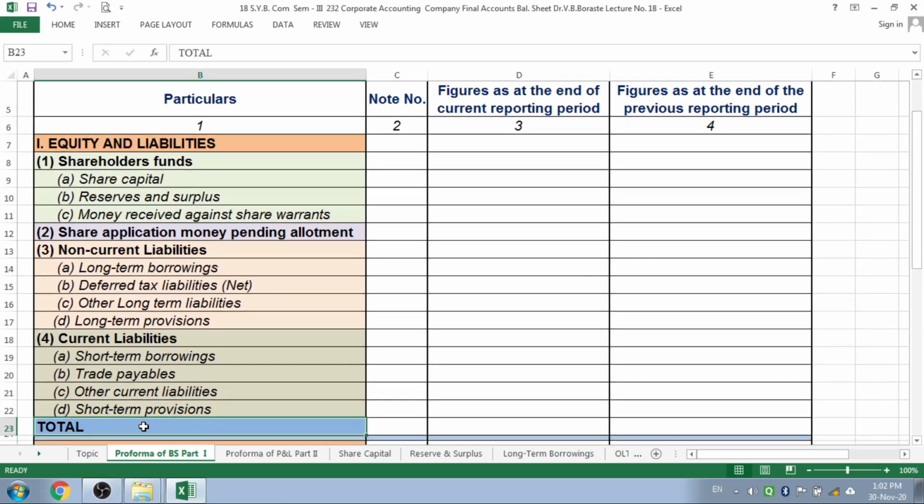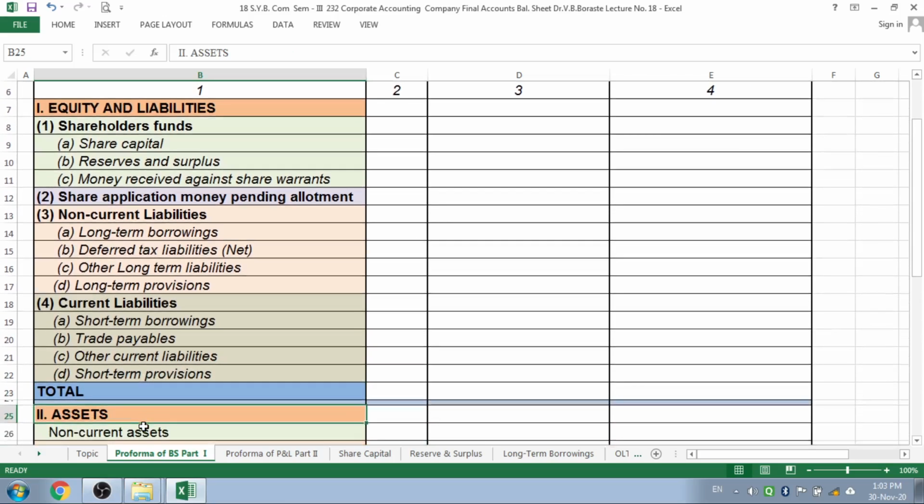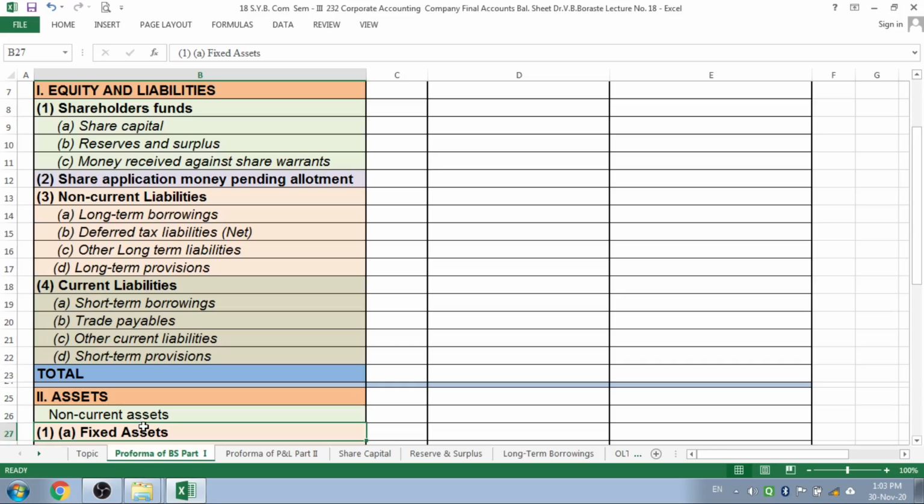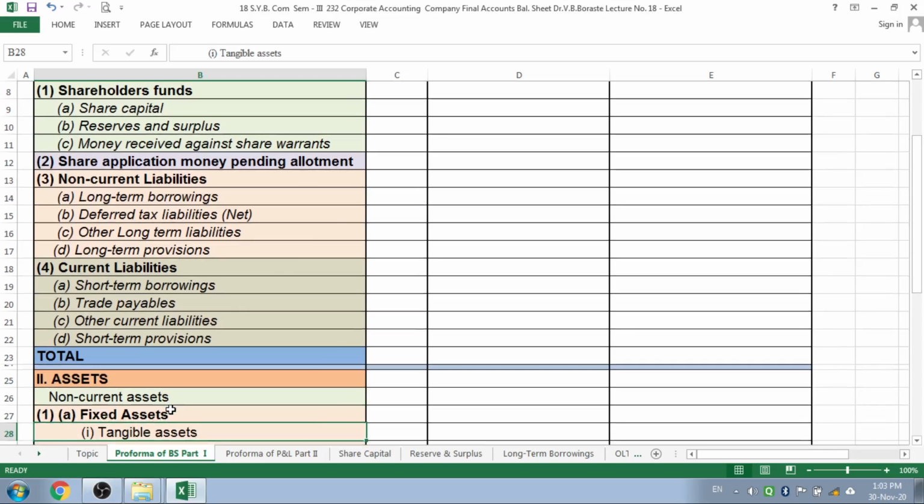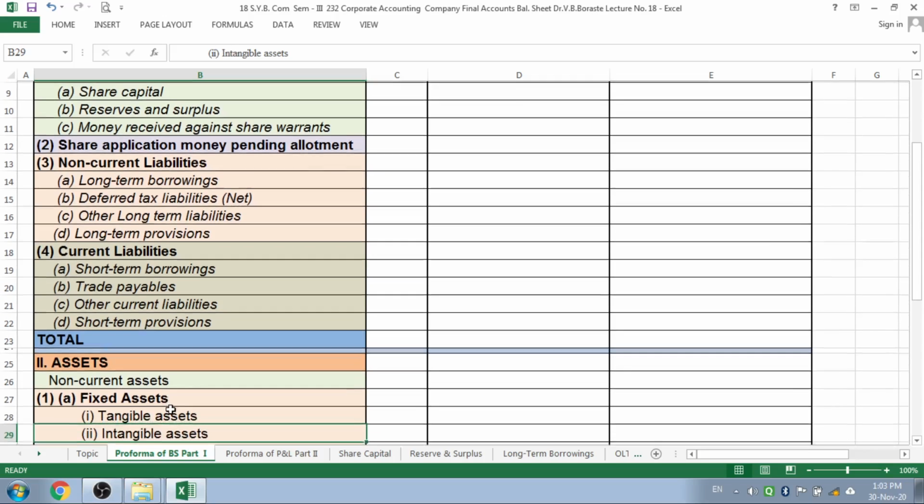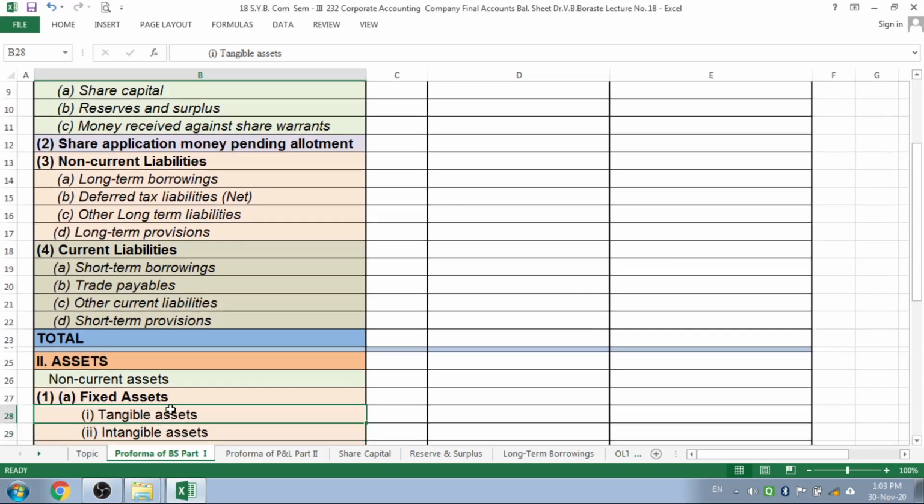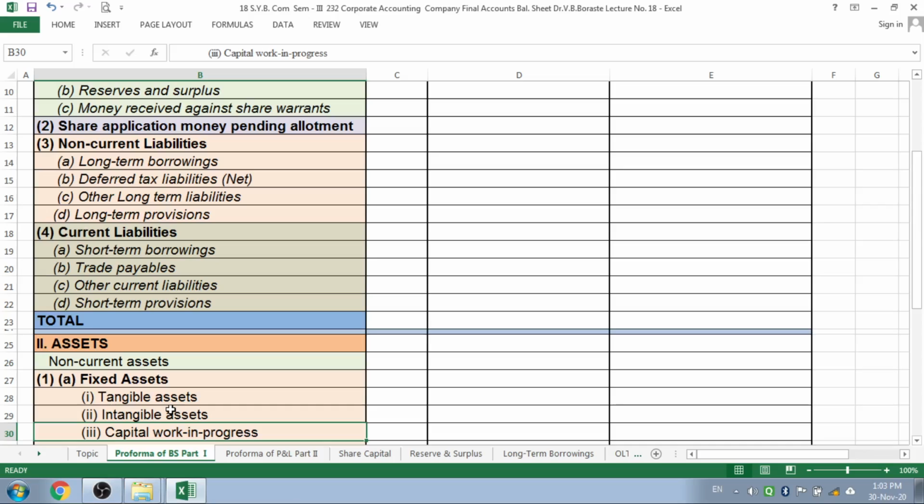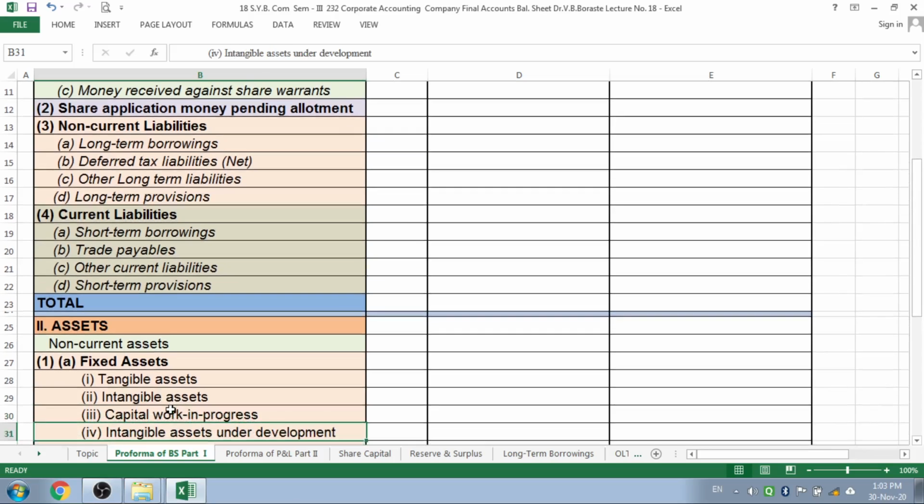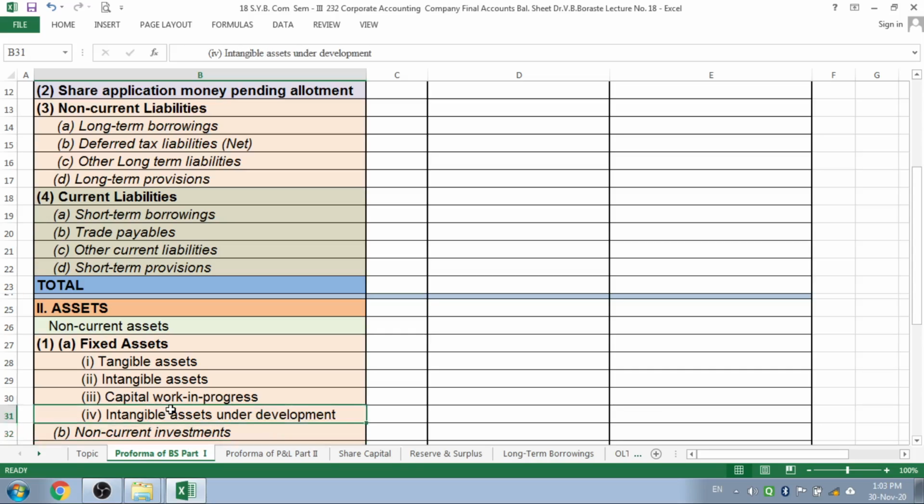After that, here the total of liabilities is mentioned. Then assets, the part of assets you can see here. The assets are basically divided, or we can say subcategorized, under 2 heads, that is non-current assets and current assets. Under the head non-current assets, the assets are again subdivided into 4 assets, that is fixed assets, where it is subheaded as tangible assets and intangible assets. As you know, there are certain tangible assets as well as intangible assets, work in progress, and intangible assets under development. So these are the 4 subcategories under fixed assets.